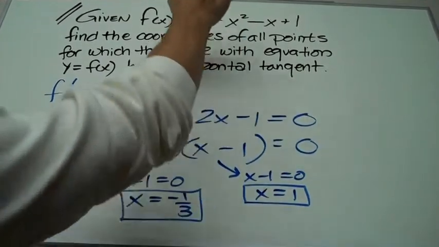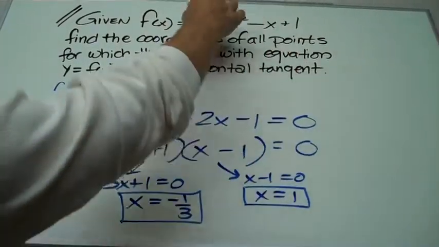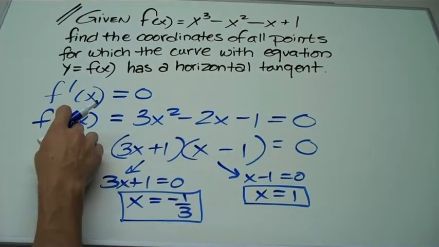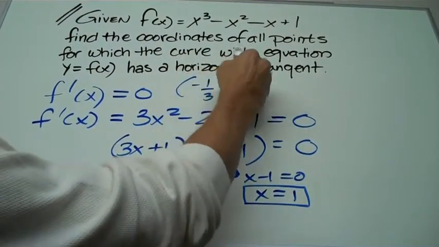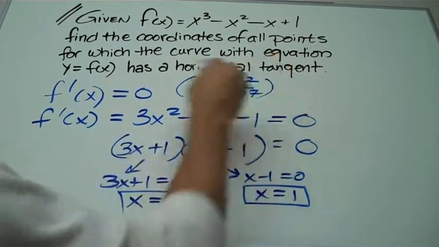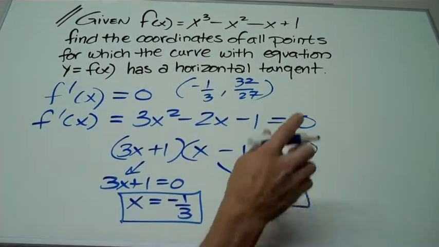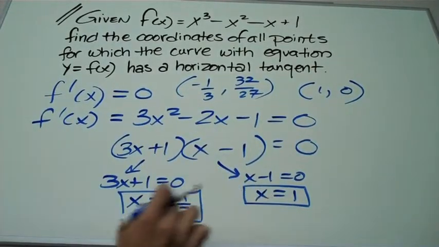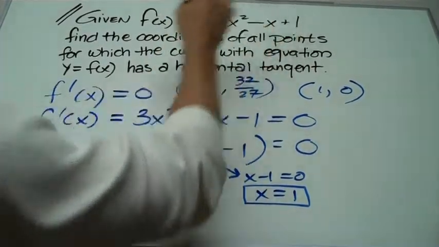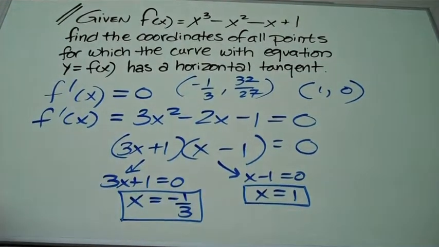When I plug these back into my original equation, not into my derivative, but into my original equation, I get the following points. Negative 1/3, 32 over 27, and that's just a bit of basic algebra, and 1, 0. So I get my 2 points. I found my x-coordinates, and I plugged them back in to the original equation. Not the derivative, but the original equation.